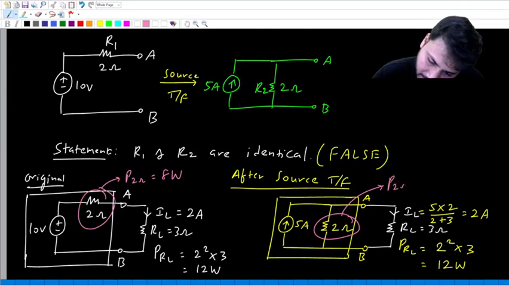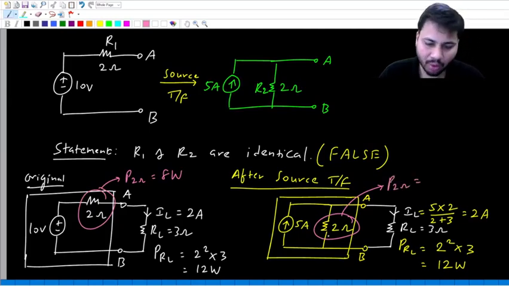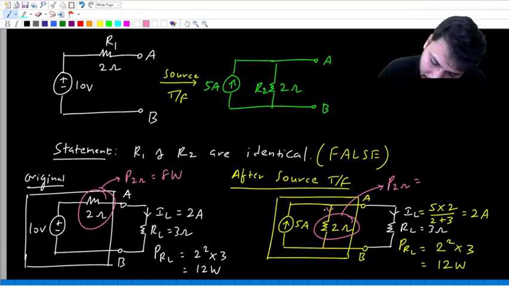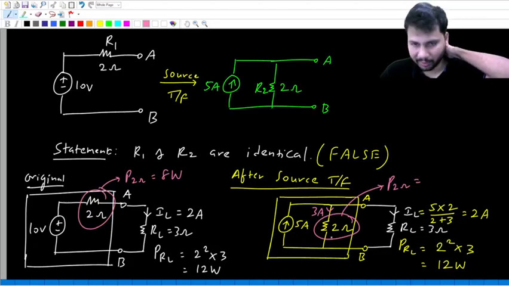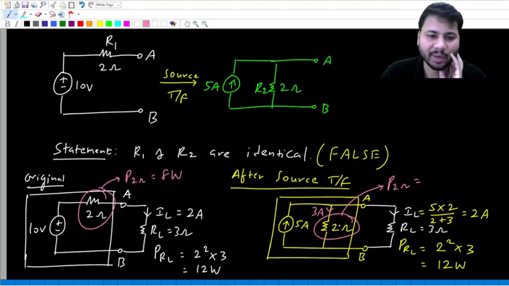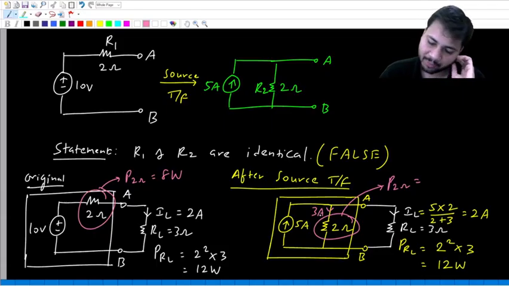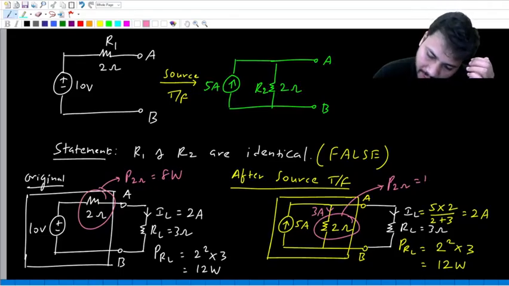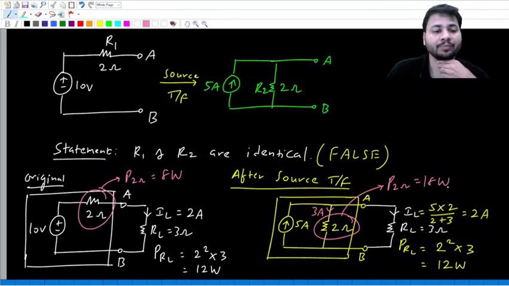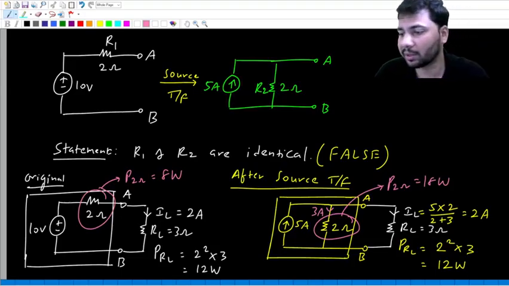What is the power absorbed by this 2 ohm resistor? See, already 2 amps is flowing through the load. So the remaining current of 3 amps will flow through this 2 ohm resistor. So what is the power dissipated by this 2 ohm resistor? I squared R: 3 squared is 9, and 9 times 2 is 18 watts. Now can you understand the difference between the two 2 ohm resistors?